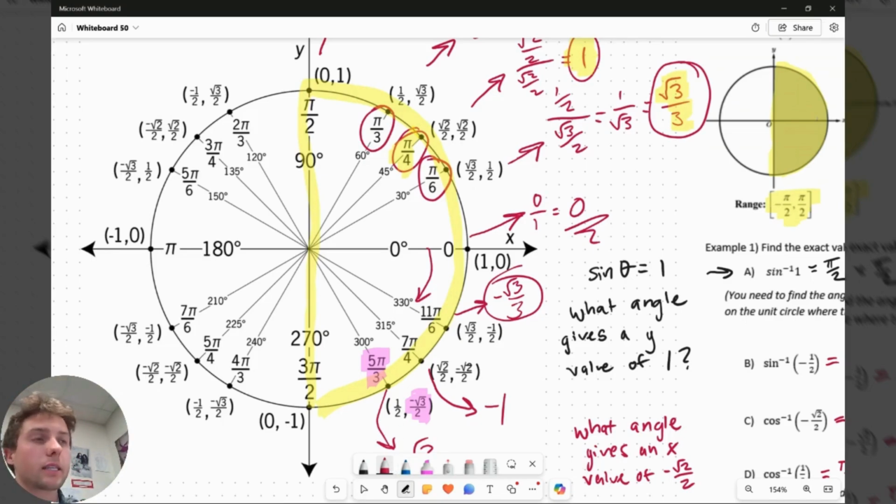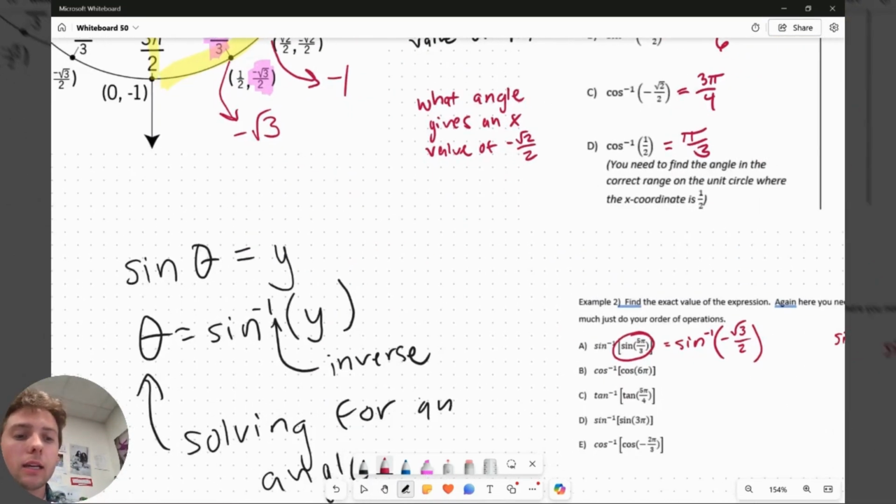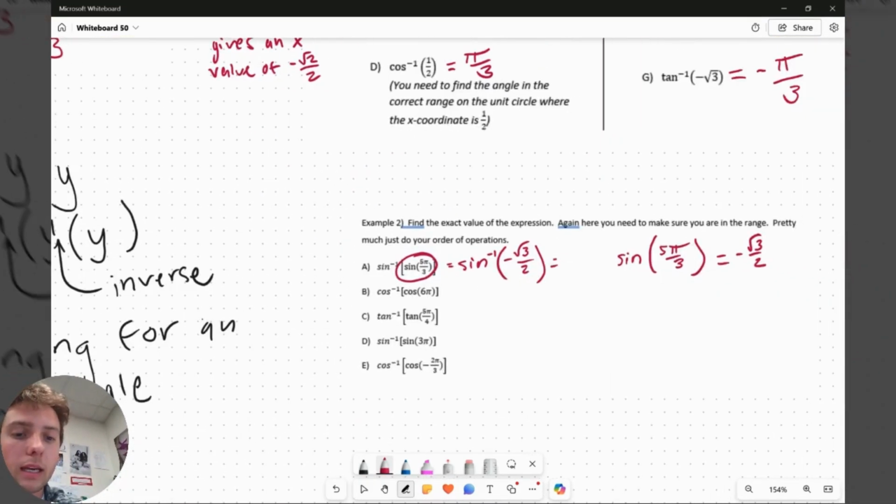And that makes sense because it's sine and sine inverse. Those two parts really cancel. But we need to go in the correct range. So we need to just go backwards to that instead. So our answer would be negative pi thirds.